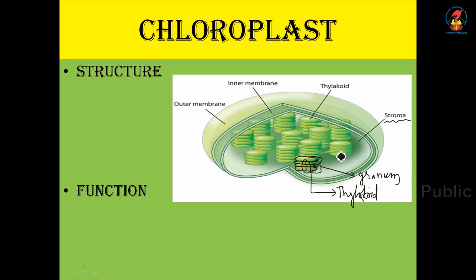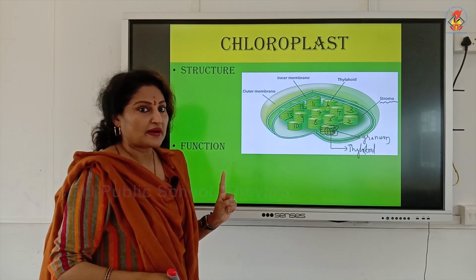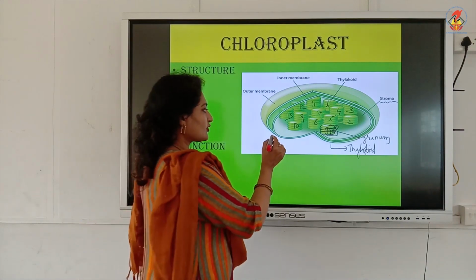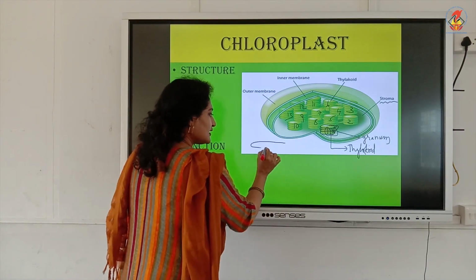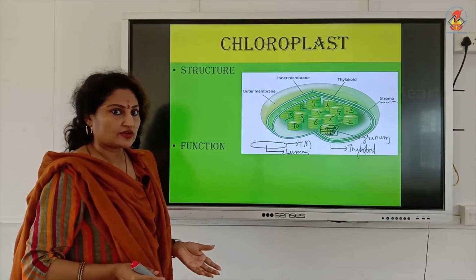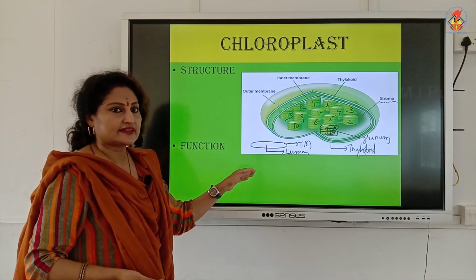See, this is one granum, the second granum, third, fourth, fifth, sixth, seventh, eighth, ninth, 10, 11, 12, 13. In this diagram, they have accommodated 13 granae. What is a granum? Pile of thylakoids. And what is thylakoid? Coin-like structure. If we analyze the thylakoid, it has a coin-like membrane, and the space inside the thylakoid is called lumen. The membrane surrounding the thylakoid is called the thylakoid membrane, and the space within the thylakoid is called lumen.